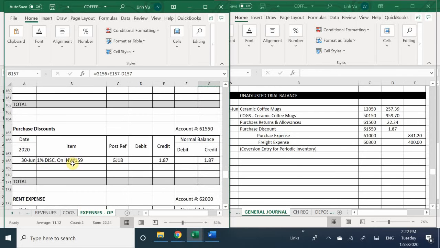Okay, good. Next, here's our purchase discount. Right below, yep. So, conversion entry. 19. And this is in the debit column. Let me do the formula though. Okay, so this one is a little different because we're on the credit side. Right. So I'll do that one.